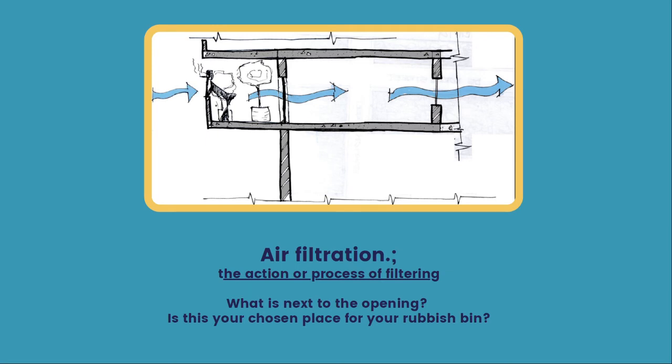And then of course there's air filtration, the actual process of filtering. So whatever is next to your window or your glazing element is what is going to come into your building. And so I ask the question: where is your chosen place for your rubbish bin? Or are you putting trees and bushes and planting and things like that outside your windows, which will filter the air and create a beautiful and clean internal air-conditioned environment?